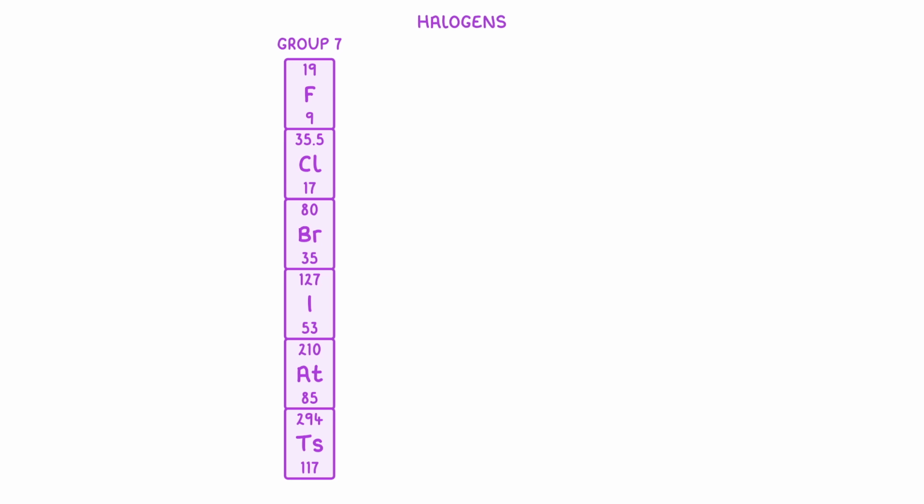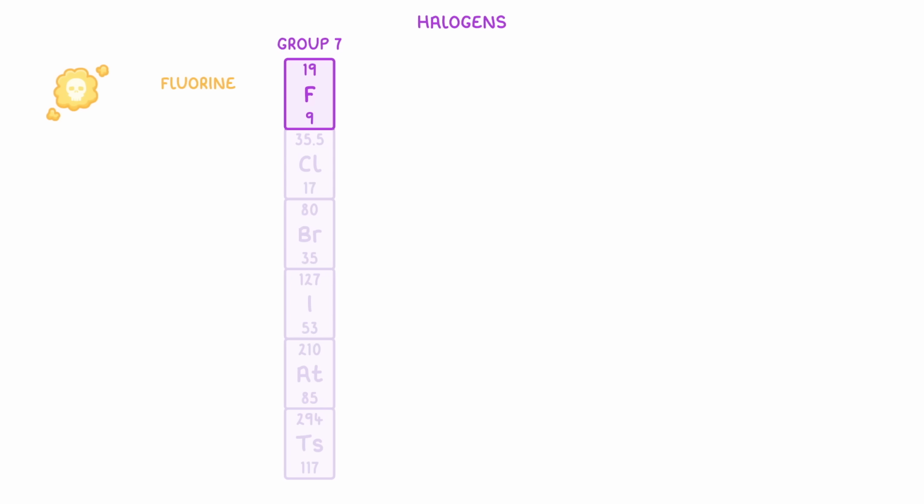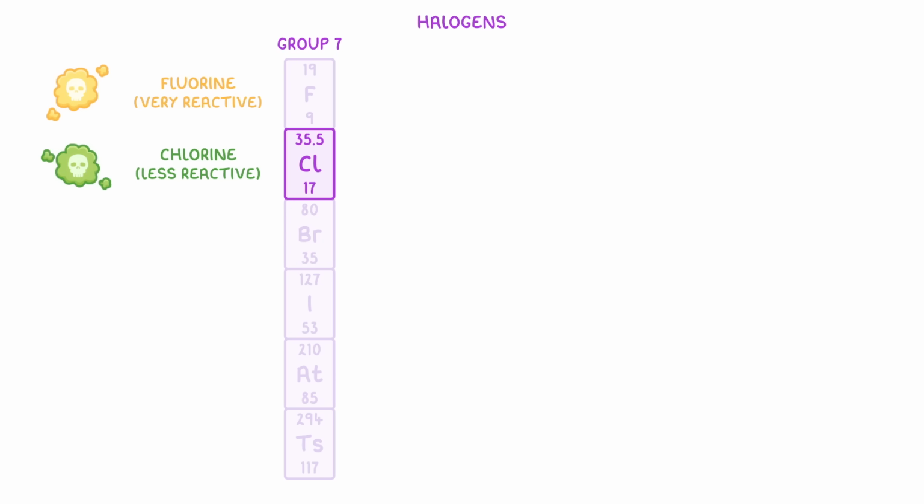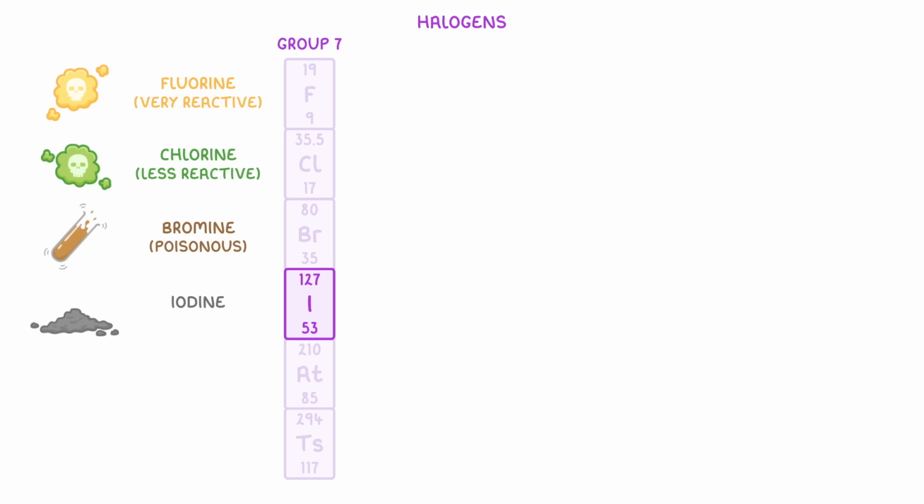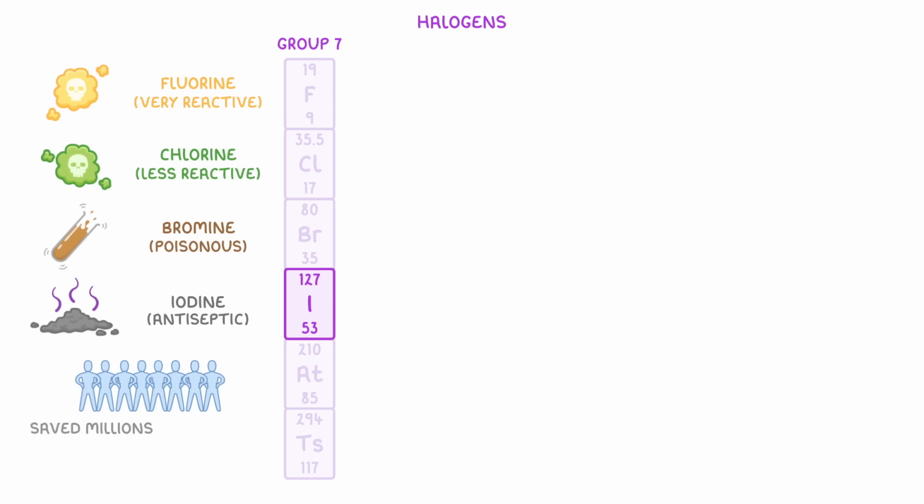Let's start with the halogens, which are all in some way pretty dangerous. Fluorine is a poisonous yellow gas and is very reactive. Chlorine is less reactive, and this time a poisonous green gas. Bromine is a reddy brown volatile liquid, and poisonous again. And iodine is a dark grey solid that can form poisonous purple vapours. Although iodine is also an antiseptic, which has saved millions of lives.